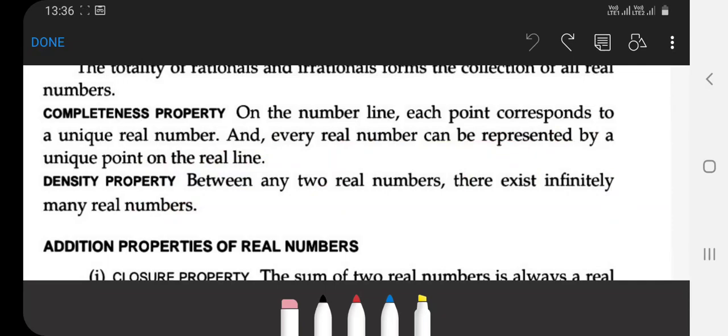Density property. Between any two real numbers, there exist infinitely many real numbers. Clear, students?